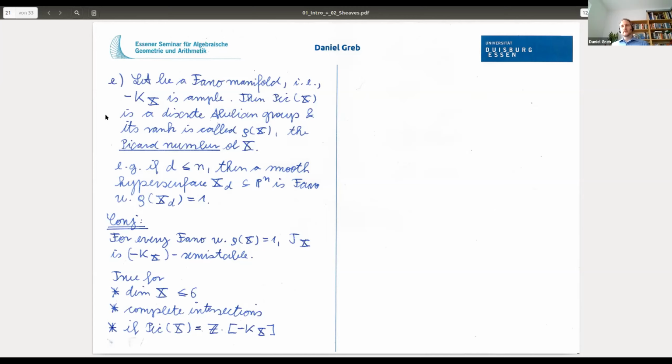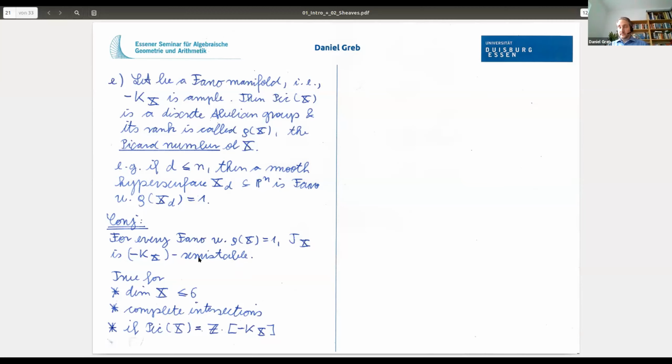For example, if I look at hypersurfaces, if d is less than or equal to n, then a smooth hypersurface of degree d inside P^n is Fano with Picard number 1. I think I don't have to restrict the dimension here. So low degree hypersurfaces in P^n give examples of Fano manifolds with Picard number 1. And there is a very long-standing conjecture related to this discussion about stability properties of Fanos in relation to the existence question for Kähler-Einstein metrics. This conjecture states that for every Fano of Picard number 1, T_X, that's a natural vector bundle in this case, is semi-stable with respect to the most natural ample divisor you have here. This is minus K_X.